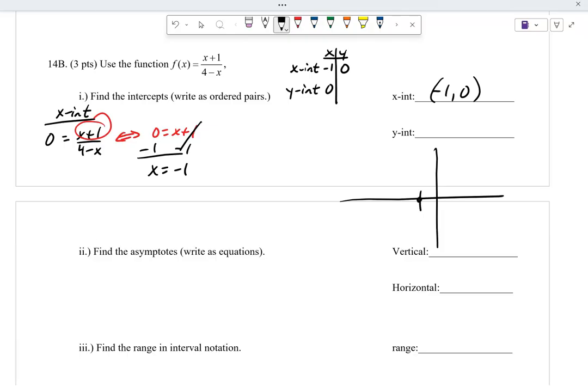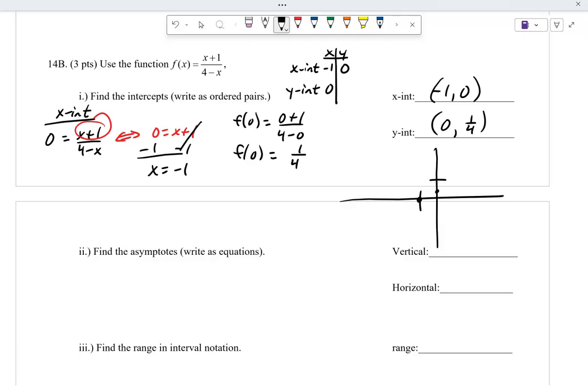Our y-intercept, now we're going to let x be 0. So f of 0 is 0 plus 1 over 4 minus 0. So f of 0 equals 1 over 4. So when x is 0, y is 1/4. So we got 0, and we're 1/4 of the way up there.